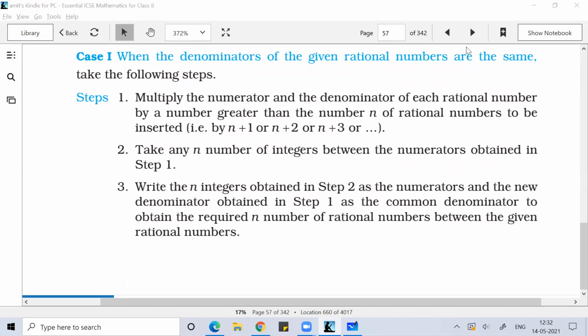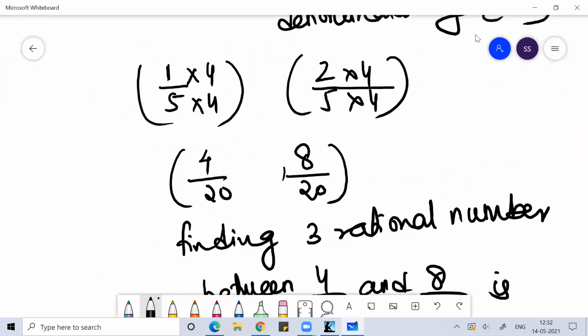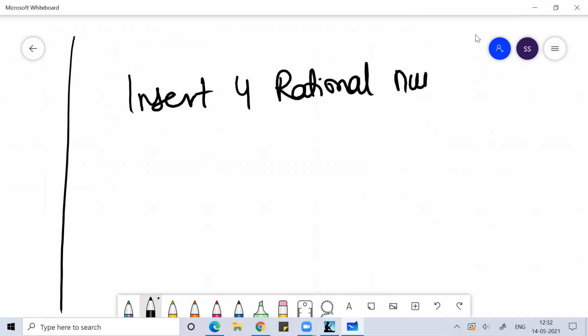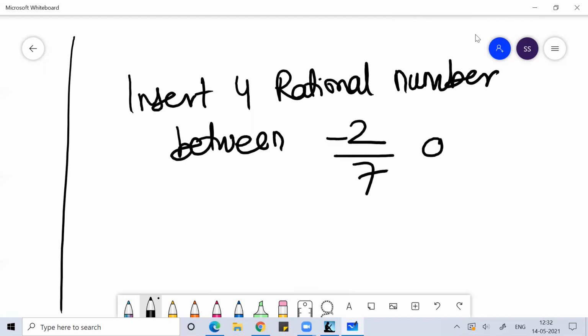Okay. Now imagine if I ask you to insert four rational numbers between -2/7 and -3/7. Tell me the answer. Insert 4. Okay. How do we do this now?